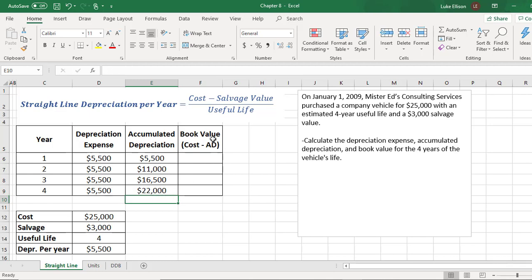All right, finally we have the book value, which I've just written the formula here, is the cost minus the accumulated depreciation. And remember, the cost is $25,000. So I can take the $25,000 and I can subtract the accumulated depreciation for that year. And we can continue to do that for each of the years.